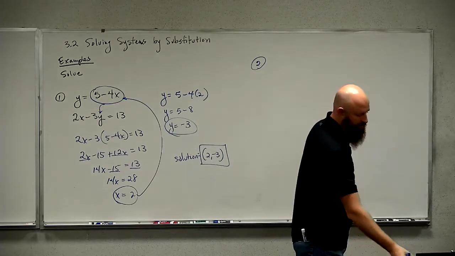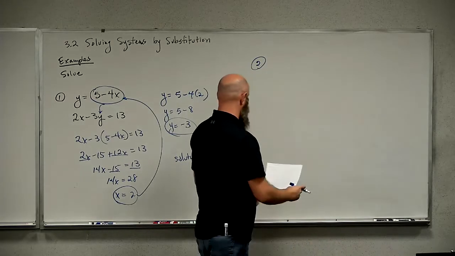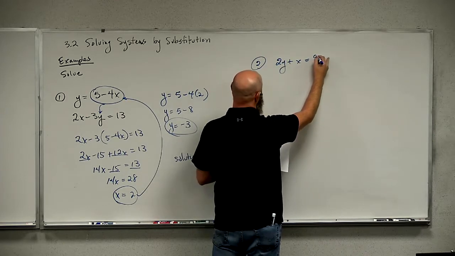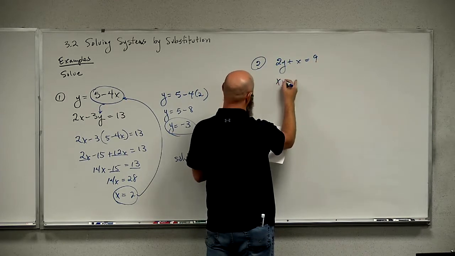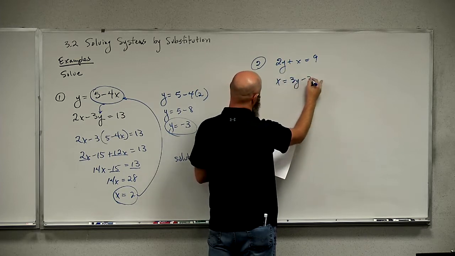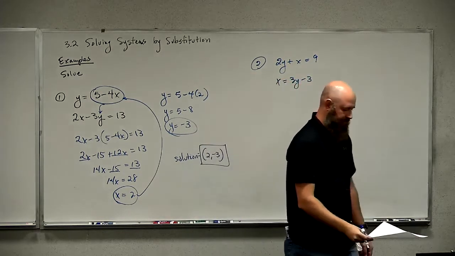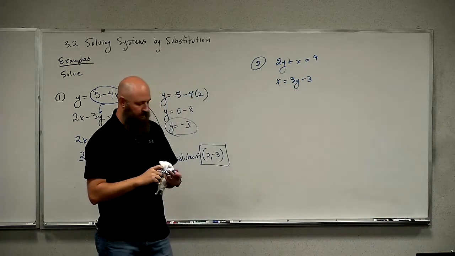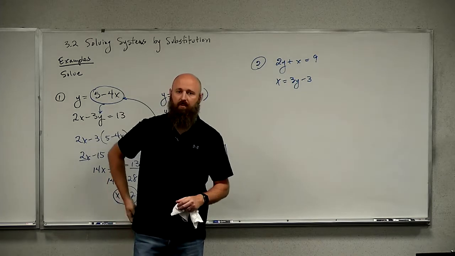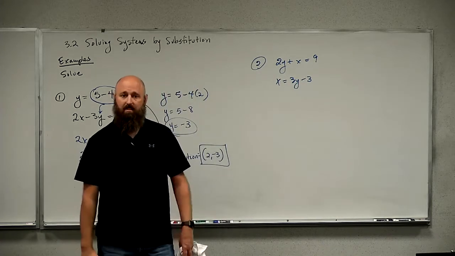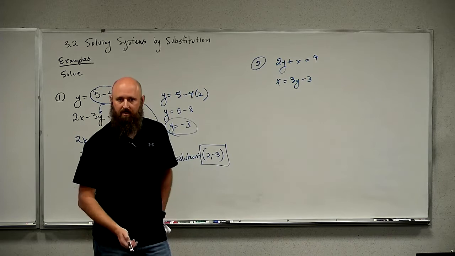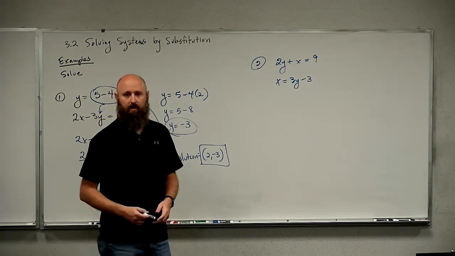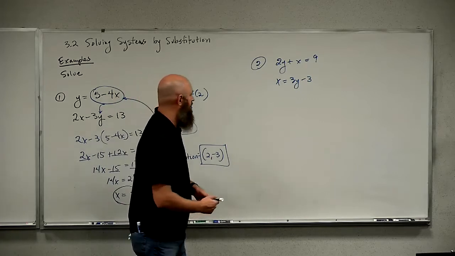All right, number 2. 2y plus x equals 9, and x equals 3y minus 3. All right, so we look to see, do we have a letter by itself? We do here, we have x. And it doesn't matter which letter is by itself. It can be x, it can be y. Don't move things around to get a certain one. Use what they give you, okay?